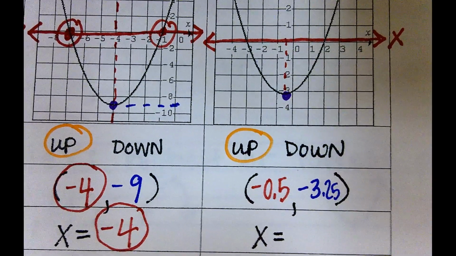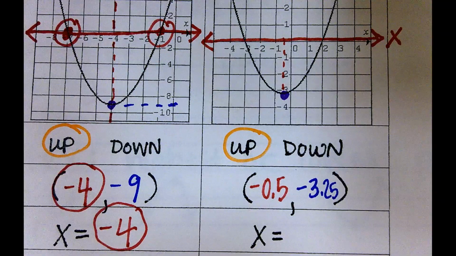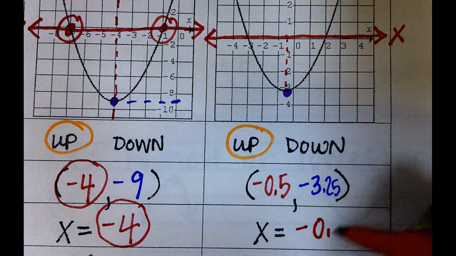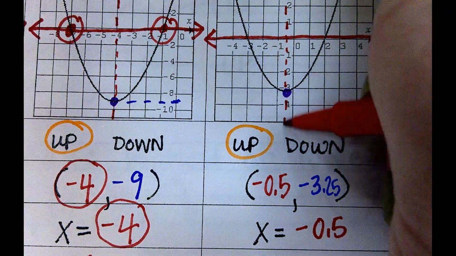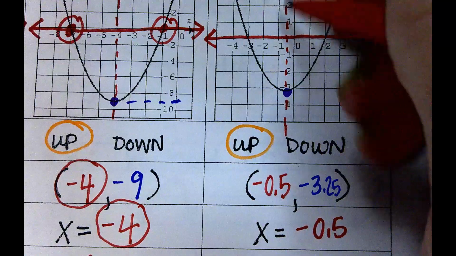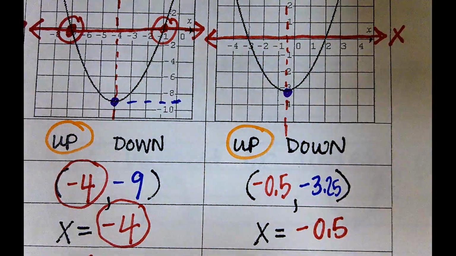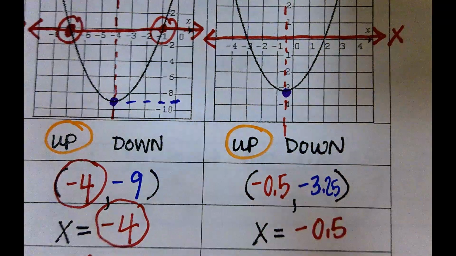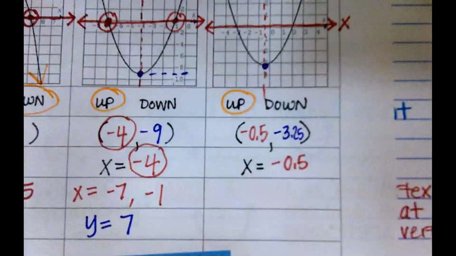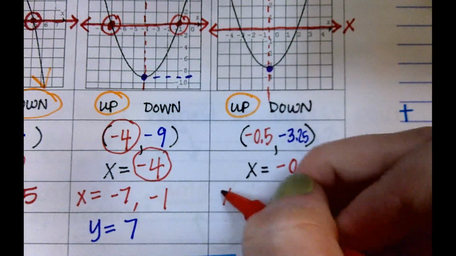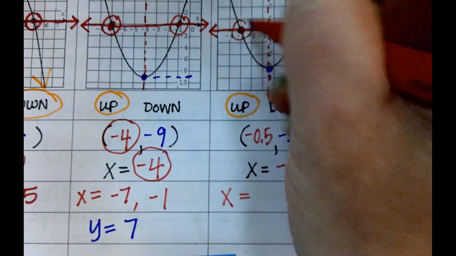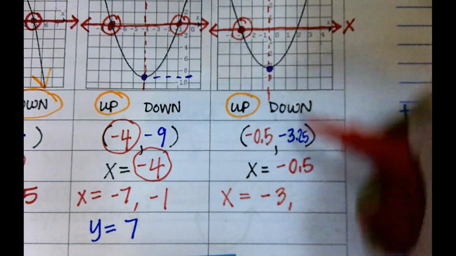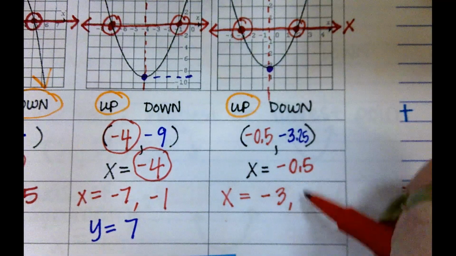So what's on this one here? What's our axis of symmetry? -0.5. Yes, -0.5. That is our axis. It goes through -0.5 on the x-axis. Okay, x-intercepts, where does it touch the x-axis? -3 and 2. Good.